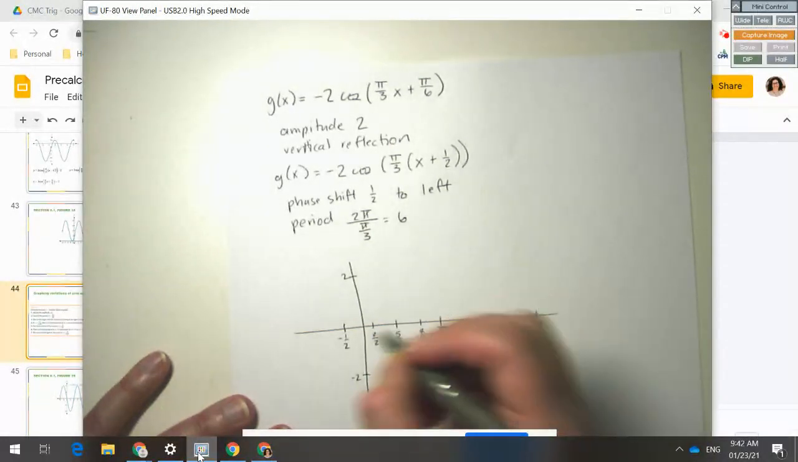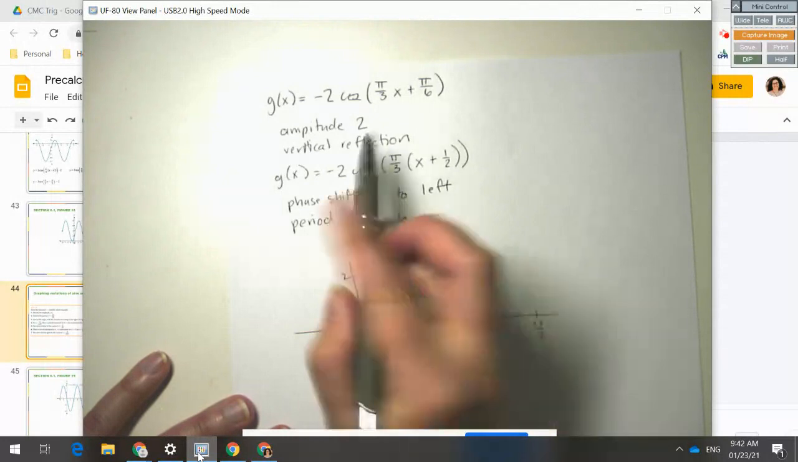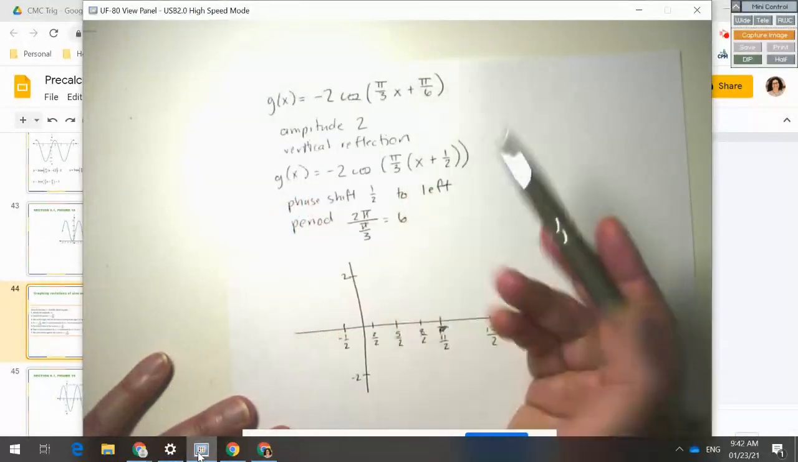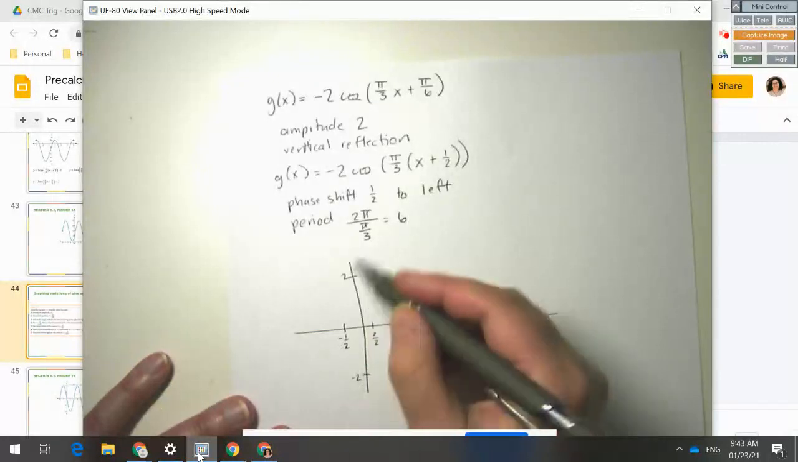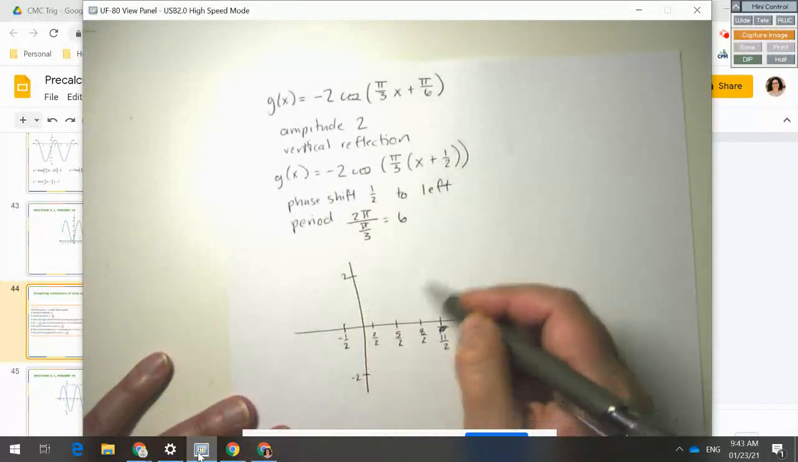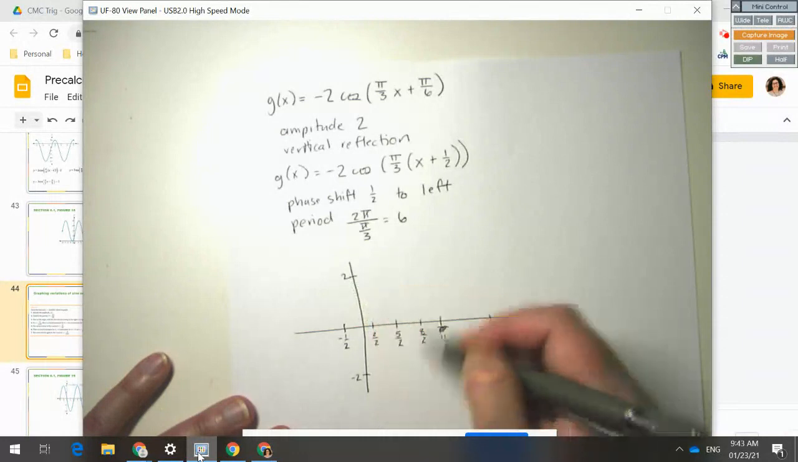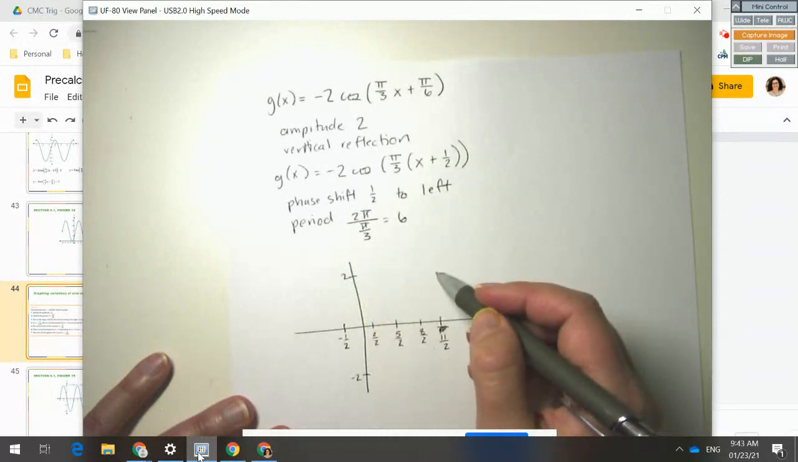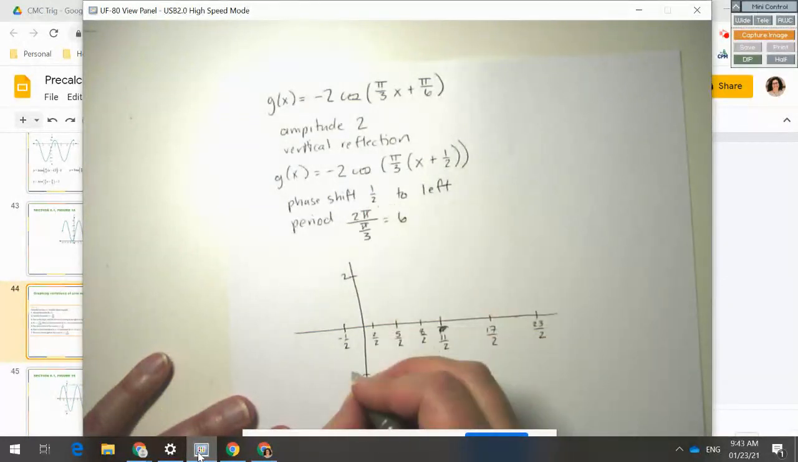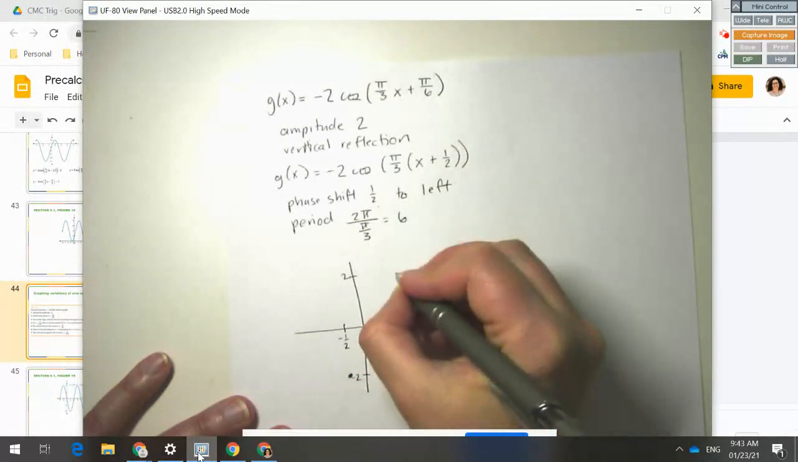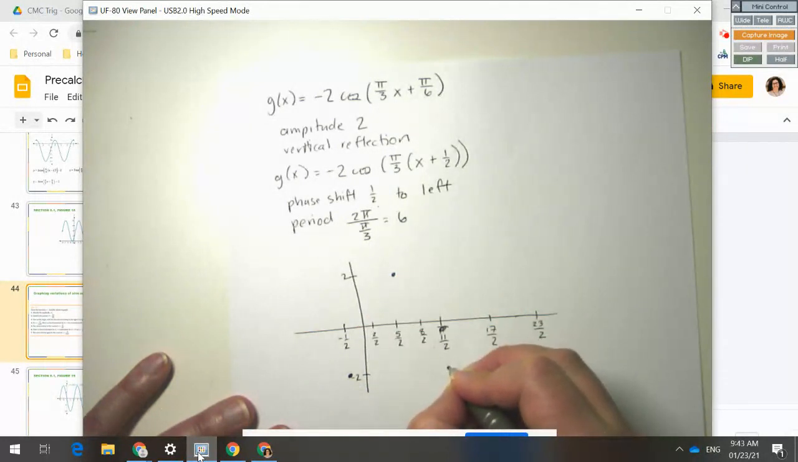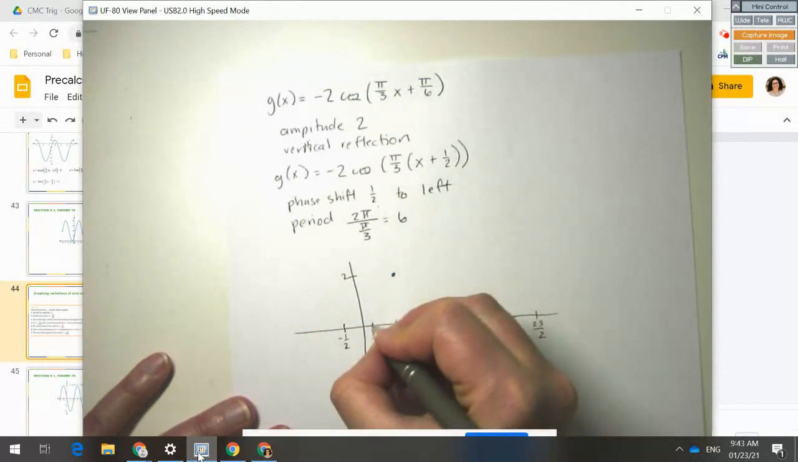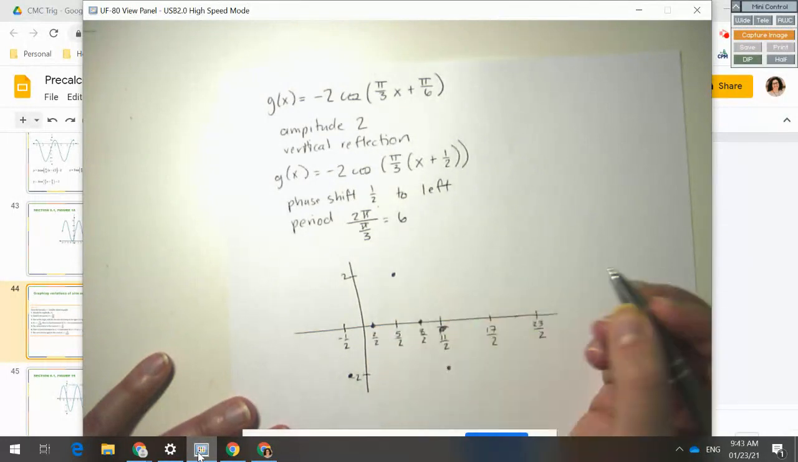All right, so we're going to start. So this is cosine, right? Before we had sine, this is cosine. So we're going to go from here to here. This is one period. Normally, cosine starts up, goes down, and then ends up, right? But we've got this reflection, so we're actually going to start down here at -2. Halfway between, we're going to be up at 2, and at the end, we're going to be back down here at -2. And halfway between those points is when we're going to cross the x-axis.